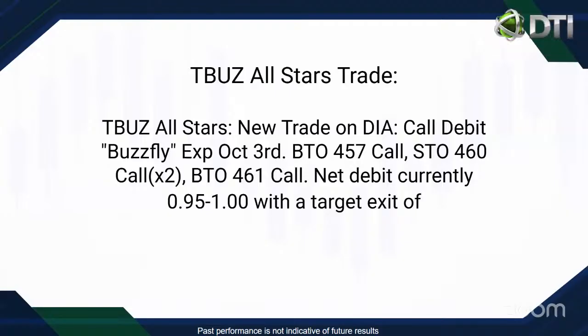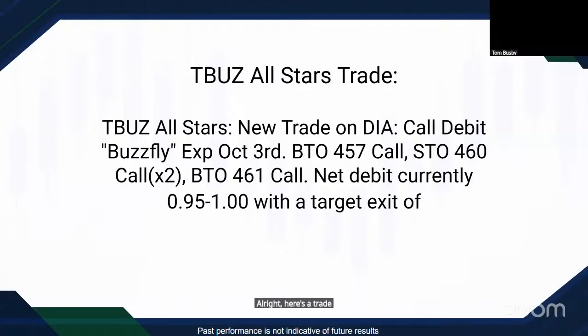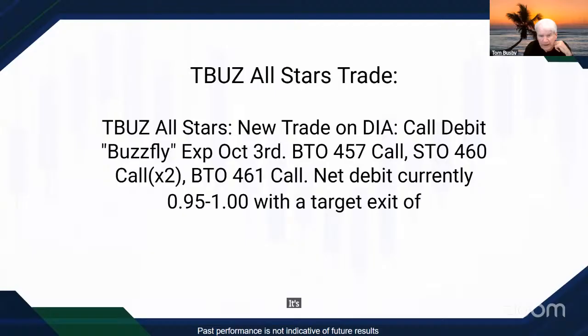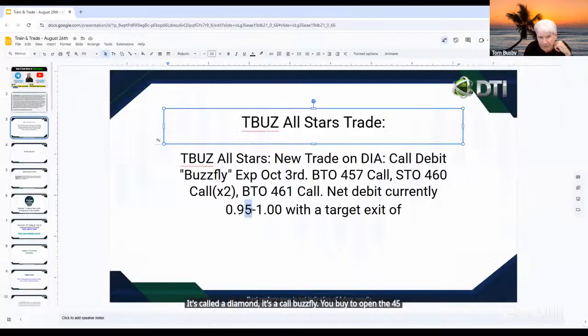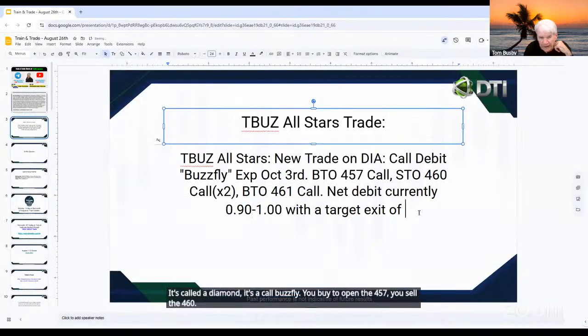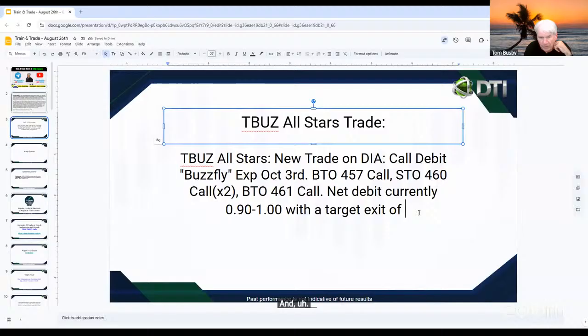All right, here's a trade I want to do in the All-Stars. It's called a diamond. It's a call butterfly. You buy to open the 457, you sell the 460, and you buy the 461. Your net debit's currently 90 to $1 with a target exit of $1.19.